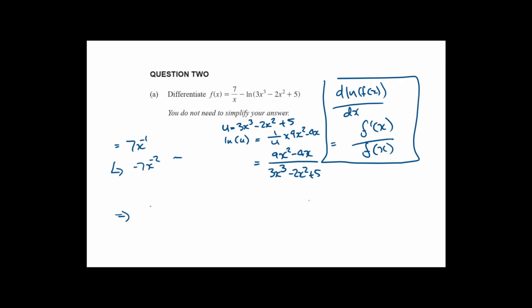And our end answer is going to be this thing here, carried down, negative 7x to the negative 2, minus (9x squared minus 4x) over (3x cubed minus 2x squared plus 5). Guess we could factorize that if we wanted to. And that's going to be our final answer.